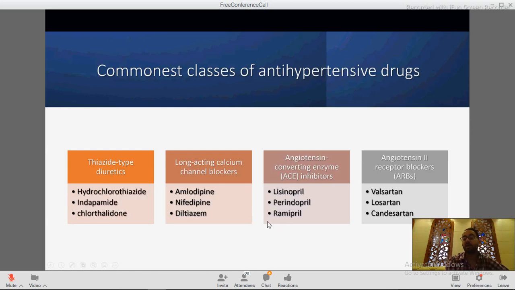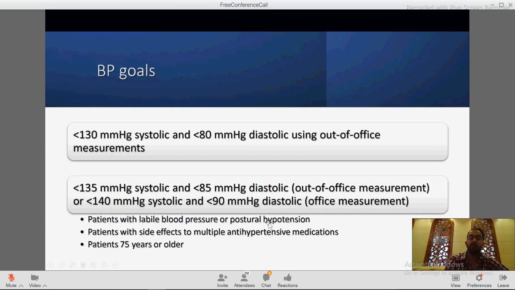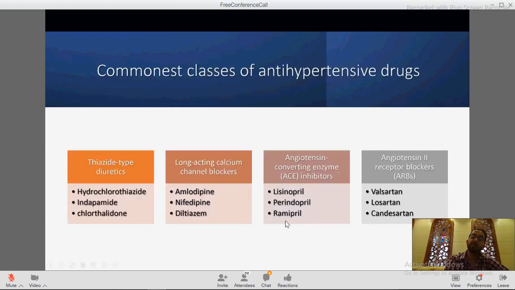I gave you the examples of once daily drugs like lisinopril, perindopril, and ramipril. And finally, we have angiotensin receptor blockers, which have a similar action to these medications, and for this reason, we cannot and never combine the angiotensin converting enzyme inhibitor with angiotensin receptor blocker. Either you choose that or choose that, plus the addition of that and that. The combination of these 2 medications is totally contraindicated.